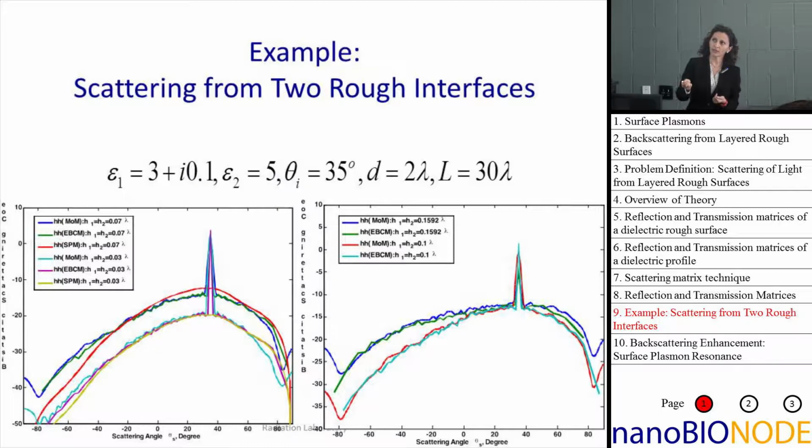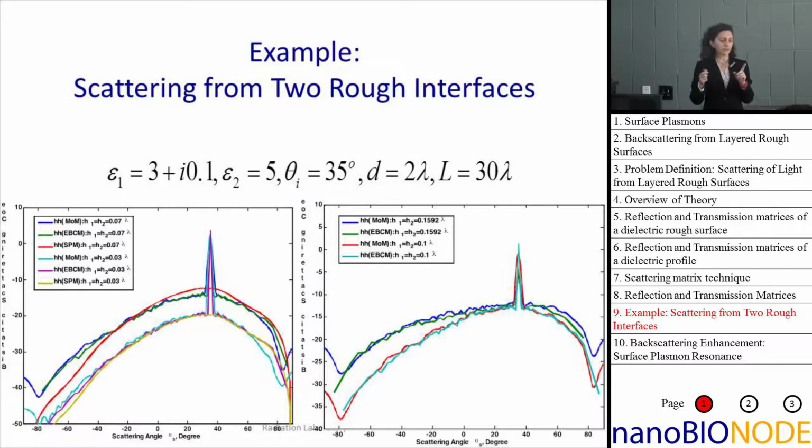Okay, and the other methods that you see compared with, we have method of moments and small perturbation method for the small roughness, and here method of moments for the larger roughness. And so the method that we have developed agrees quite well with the numerical techniques.